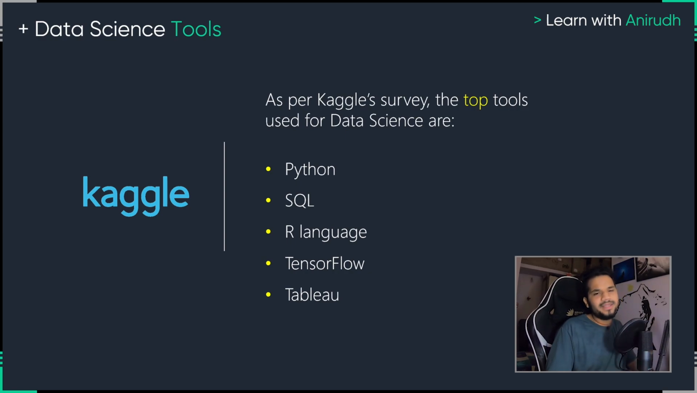So as per a survey that they did, the top tools that are used in the world of data science by developers around the world, number one, it's Python. Of course, it has to be Python, because if it involves programming and data science, 80% or 90% of the time, it's Python that's always there. And now, data science is not just writing Python code.